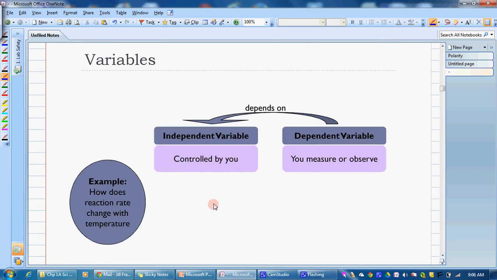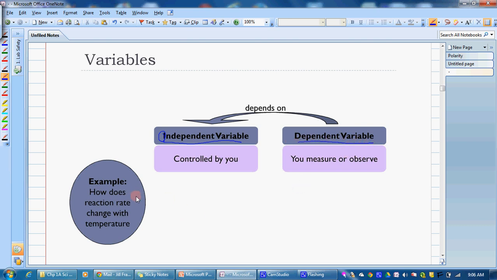You have to understand your variables. We did a lot with this last year in biology. We have an independent variable. You control that, or I control that. I remember there's an I here, so I control that variable, and then the dependent variable is what you measure.